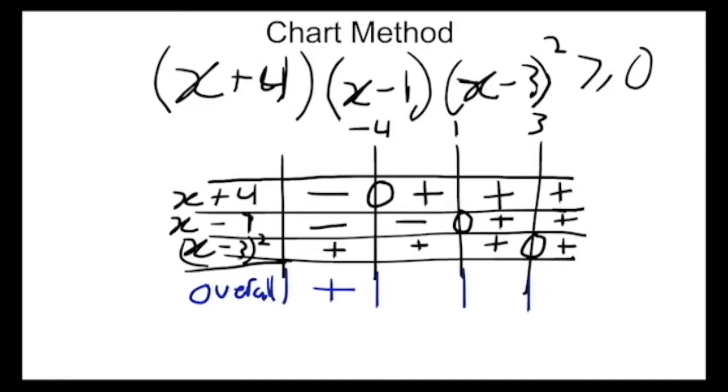Now for the next column, positive times negative is negative. That times positive is negative, so my overall sign is a minus. Positive times positive times positive is positive, so my sign is a plus. And positive times positive times positive is just positive, so it is a plus sign.